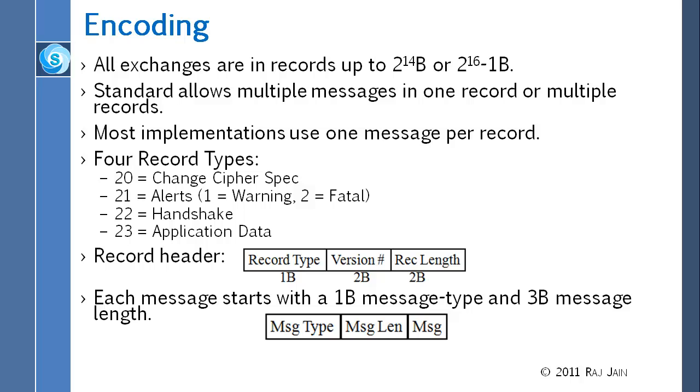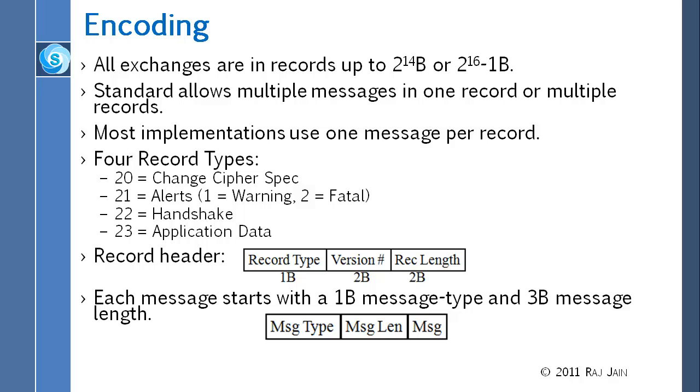The records can be as long as 2 raised to 14 or 2 raised to 16 minus 1 bytes. Standard allows multiple messages in one record or multiple records. So basically what it says is that this is a many-to-many relationship. You could have many messages in one record or one message in many records. Most implementations use one message per record. So although this is allowed, implementations just take every message that comes from HTTP or from SSL for that matter and put that into one record. There are 4 record types: change cipher spec, alert, handshake, and application data.